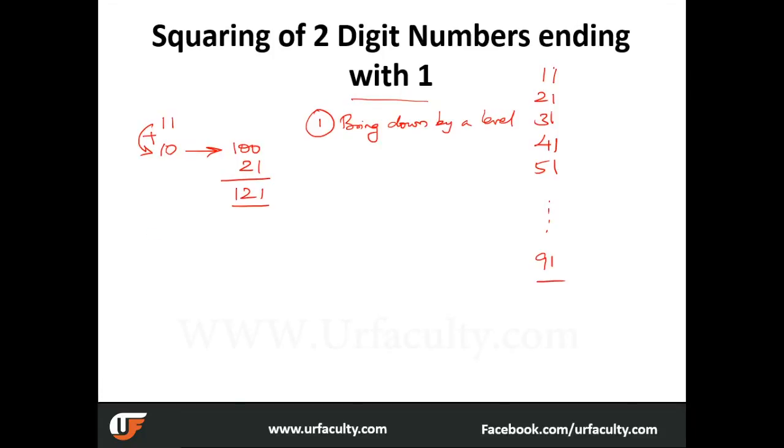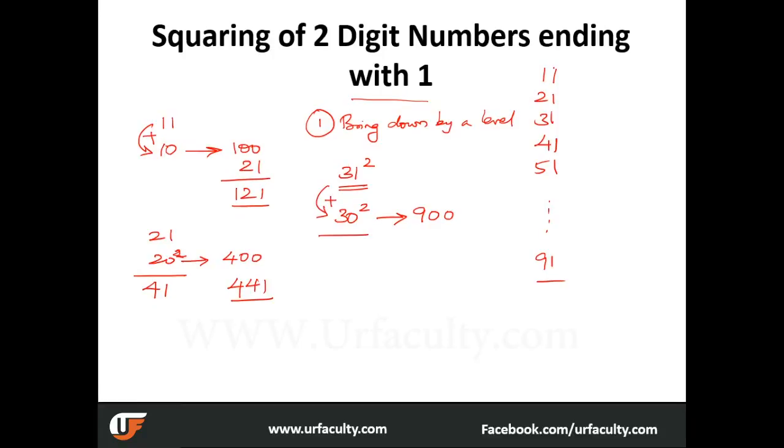Isn't it easy? Let's try with 21 now. What is the level that we know? 20. 20 square is 2 into 2 is 4 and there are 2 zeros. 400. So 20 square is 400. The next step is 21 plus 20. What is that? 41. Add that to it. 441. Hope you are able to understand this. 31 square. What is the first step? We need to find out what 30 square is. What is 3 square? 9. And then we have to put 2 zeros. So 30 square is 900. We need to add 31 plus 30. We get 61. You add it here and get 961.